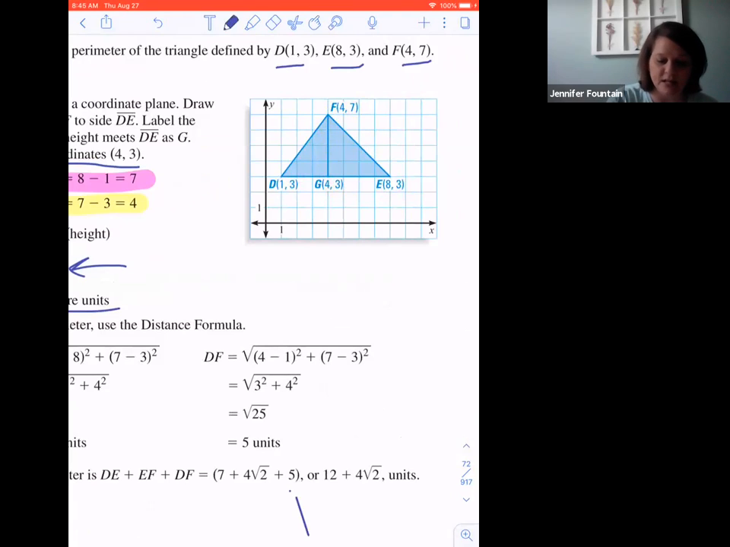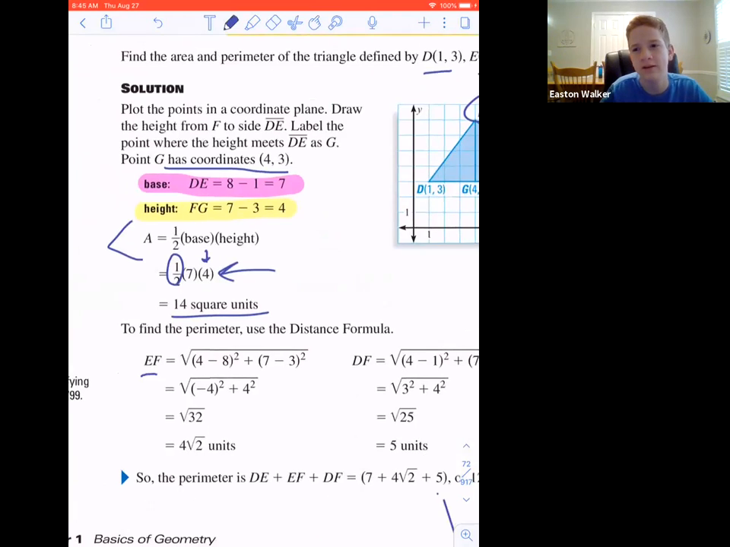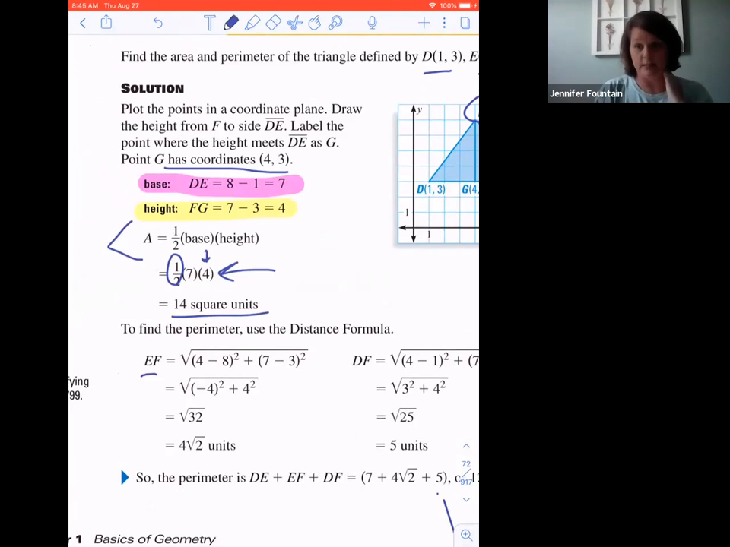So what I'm doing is I've got to find my distance from E to F. I've got to find the distance of my slant lines, okay? Does it matter which one you subtract by? Like it's 4 minus 8. Would it matter if I did 8 minus 4? Yes, because 4 minus 8 is -4 and 8 minus 4 is +4. Okay, so it does matter.